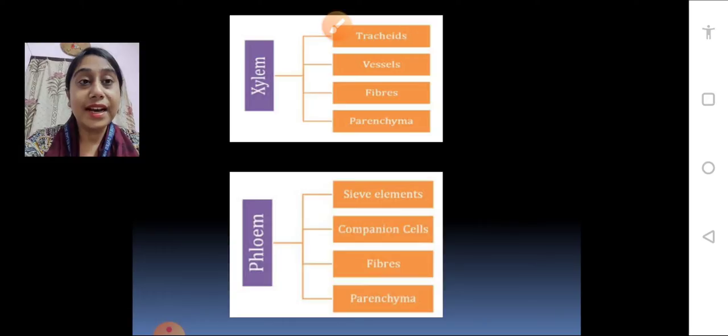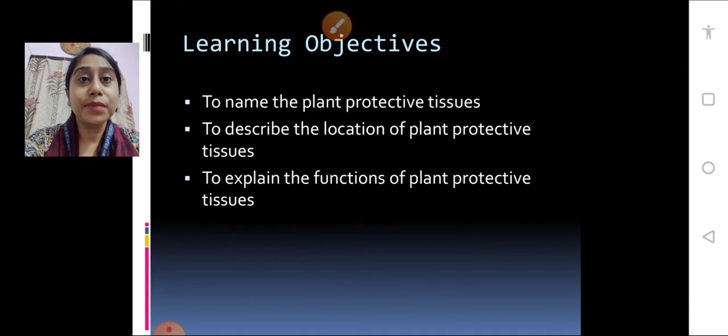So in today's class, what we shall learn, let us check. The learning objectives for today's class are to name the plant protective tissues. So plants also have some tissues for protection, other than storage, other than photosynthesis. There are certain tissues specialized for what? Protection. So we are going to learn about them. We are going to describe the location of these plant protective tissues. Then we are going to explain the functions of these plant protective tissues. Fine, so let us get started.